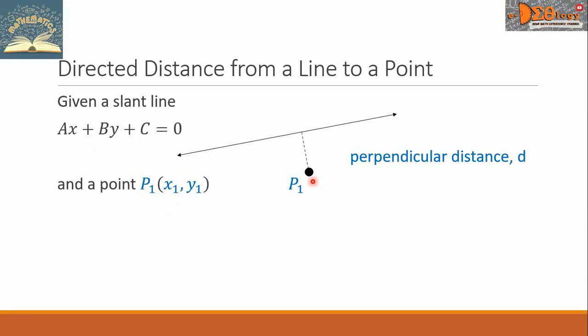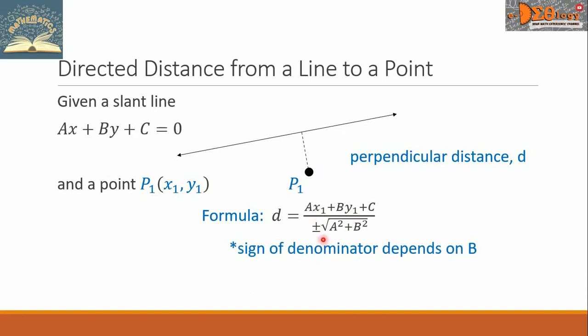Now, if we're going to compute for the perpendicular distance of this point to the given line, the formula is here. D equals ax sub 1 plus by sub 1 plus c all over plus or minus the square root of the quantity a square plus b square. Take note that this a, b, and c, along with this a and b in the denominator, are the coefficients and constant of the given line, while the x sub 1 and the y sub 1 are the coordinates of the given point.